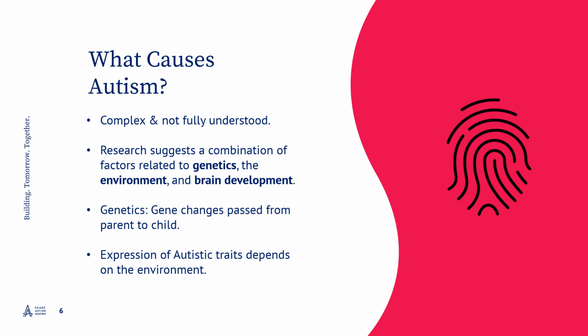What causes autism? Well, the causes of autism are complex and not fully understood, but research suggests that a combination of factors related to genetics, the environment, including prenatal exposures, and brain development factors may be at play. Regarding genetics, gene changes passed from parent to child may increase the likelihood of autism. Autism tends to run in families. Expression of autistic traits also depends on the environment the individual is in.